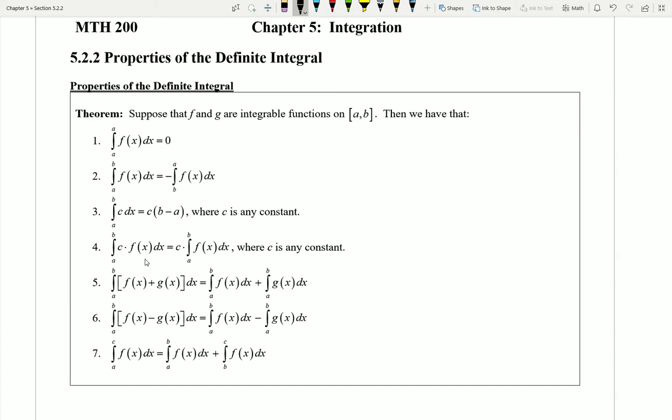Now, many of these properties are actually really simple to see and understand if we recognize, again, that each of these is just referencing something about an area under a curve. Let's take a look at what the theorem says. Suppose that f and g are integrable functions, meaning I can find the area under them on the interval from a to b. Then we should be able to state the following. Number 1, the integral of f from a to a should equal 0.